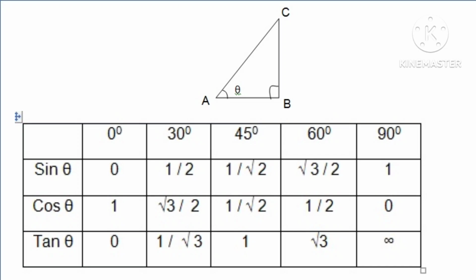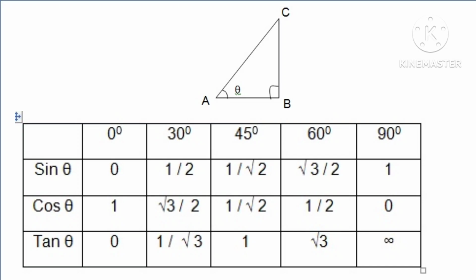Accordingly, sin 0 degrees is 0. Sin 30 degrees is 1/2. Sin 45 degrees is 1/√2. Sin 60 degrees is √3/2 and sin 90 degrees is 1. Remember these values very well. After all, it forms the basis of trigonometry, and in all advanced level trigonometry you will need it.